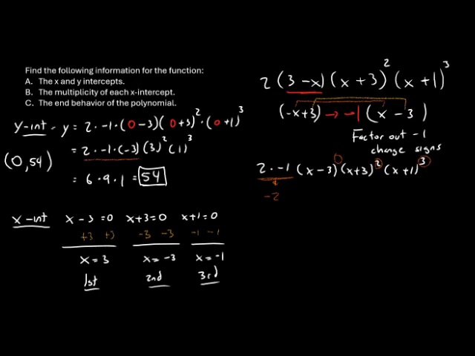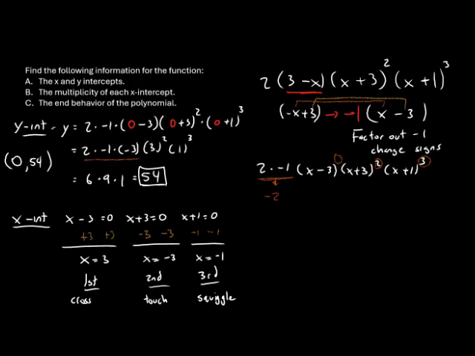The multiplicity will change the shape of the graph. Any x-intercepts that are first power will appear as a line that crosses straight through on the graph. Any x-intercepts that appear as second power will touch but then bounce off. And then any x-intercepts that appear as third power will do a strange little squiggle shape.